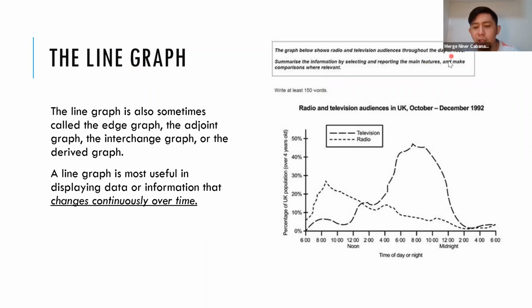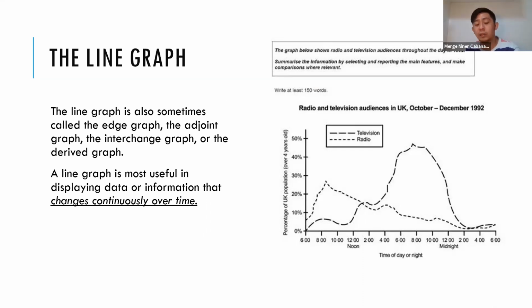So this is what we call the question, all right? This is what we call the task description. Until the summarize the information, make comparisons where relevant, even write at least 150 words, that is still part of your task description. Okay, so what is a line graph?